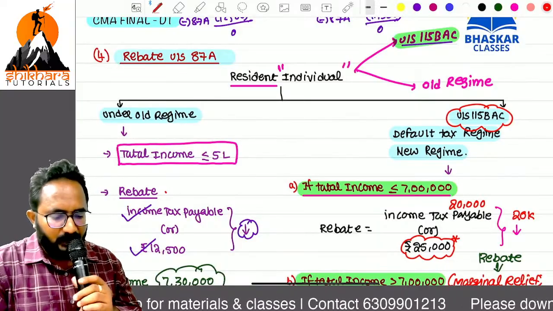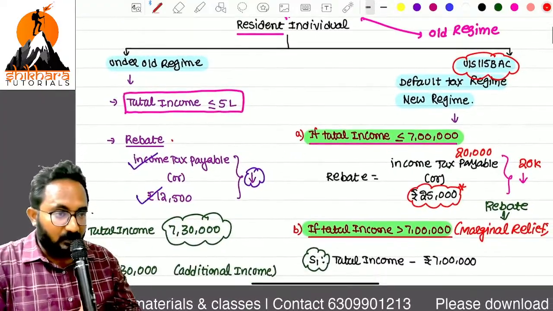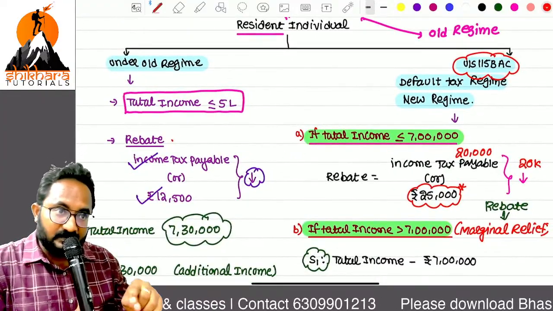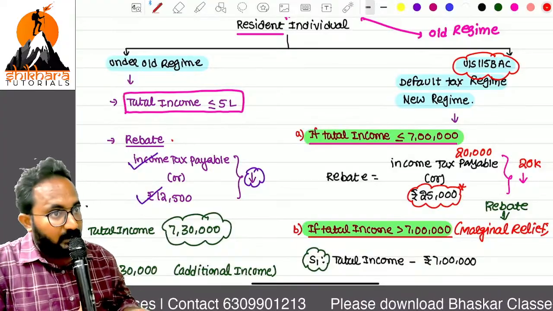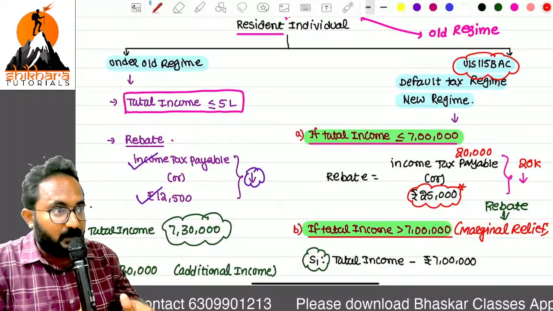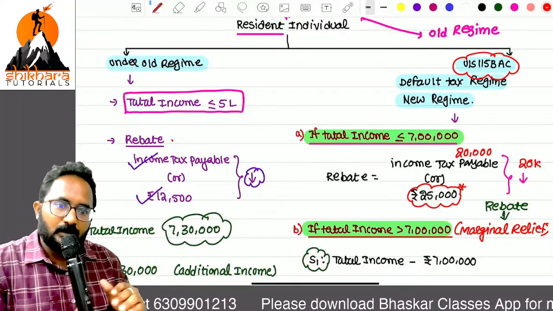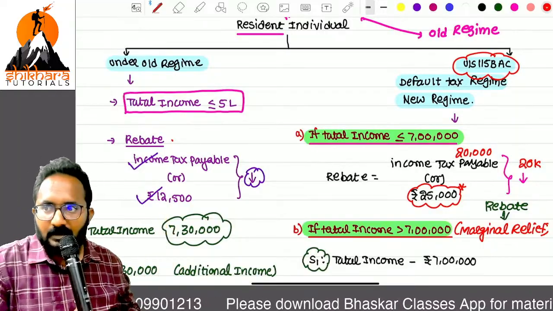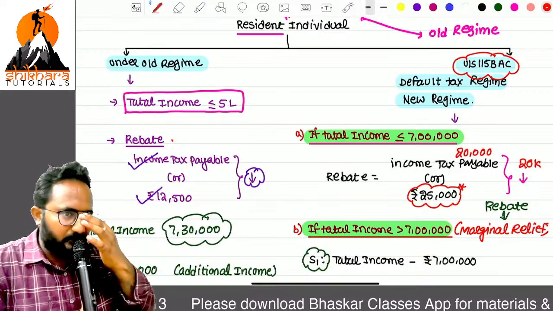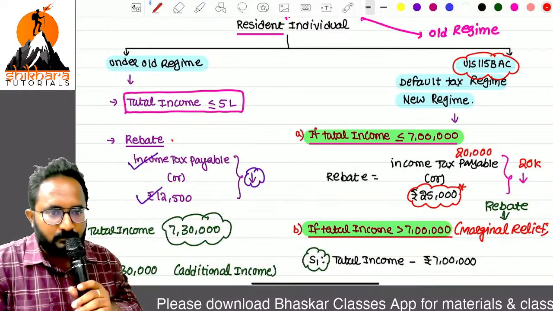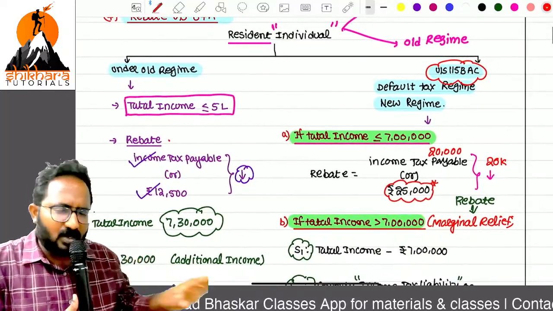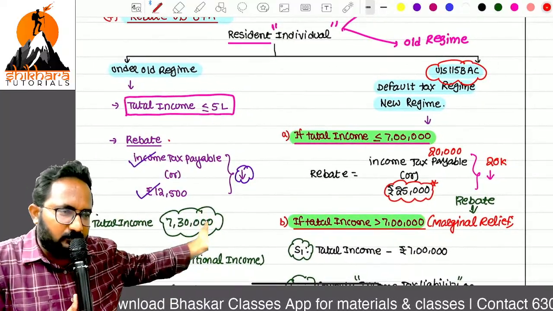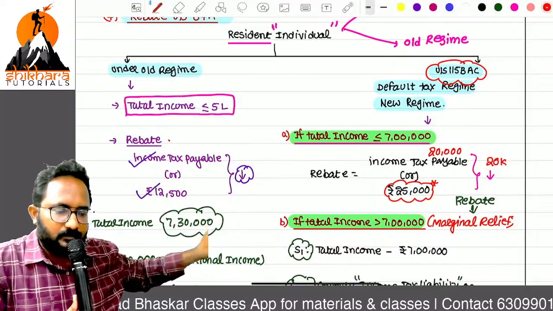That's why they have given it under 115BAC: less than or equal to 7 lakh, more than 7 lakh also you can get rebate. But what is the base for giving the rebate? Marginal relief concept. The last concept in this chapter, I will discuss marginal relief. I will tell you in and out, ignore for now. Here I am not talking about marginal relief. I have given just the rebate concept.